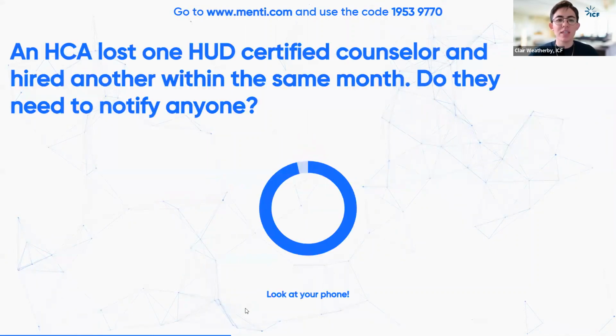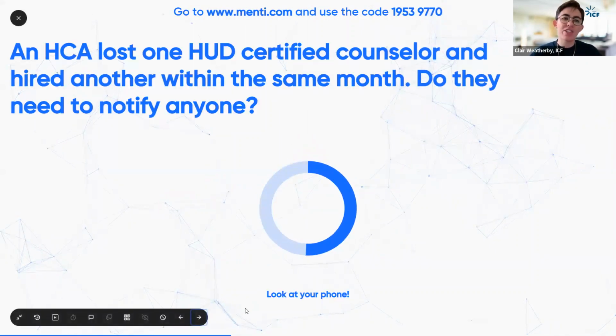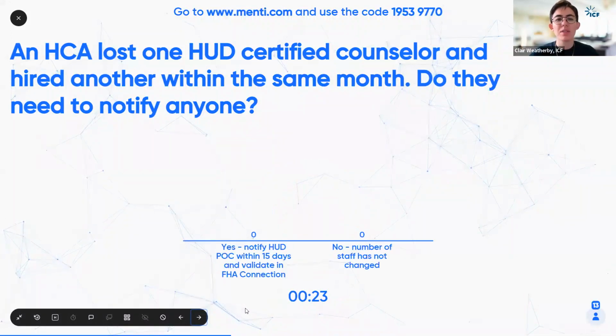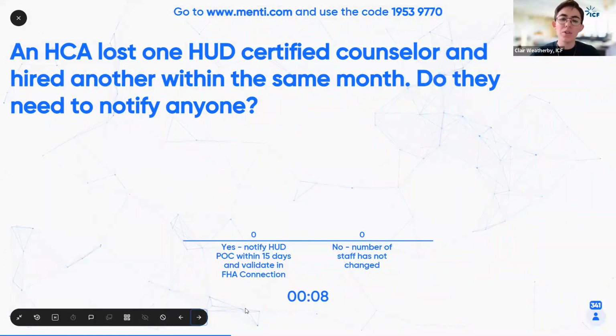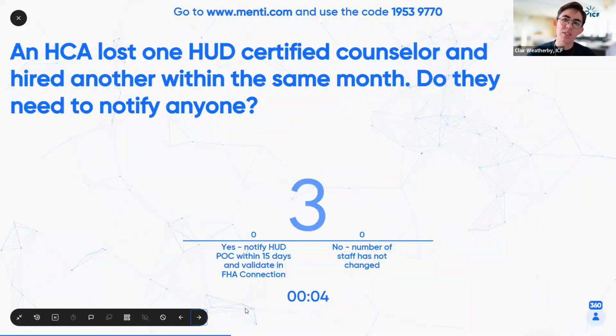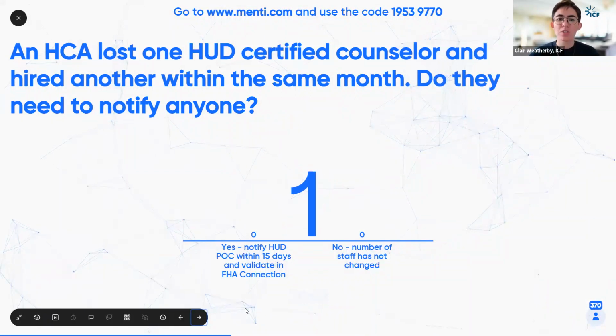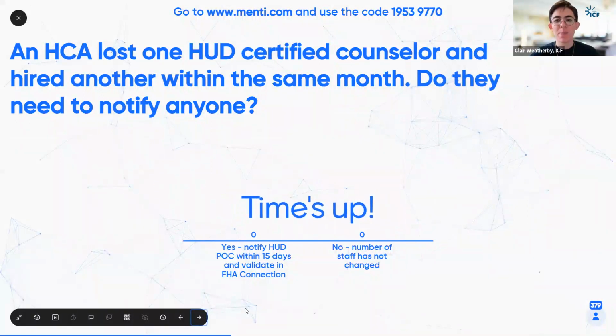So your question is, an agency lost one HUD certified counselor and they hired another within the same month. Do they need to notify anybody? Your options are that yes, they would notify their HUD point of contact within 15 days and validate in FHA Connection, or no, they do not need to notify anybody because the number of counselors has not actually changed? So what would be the answer here?